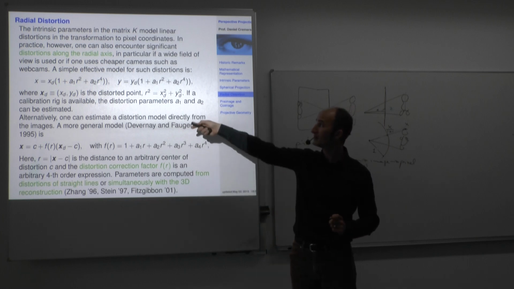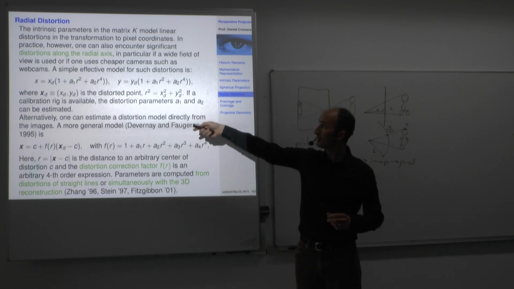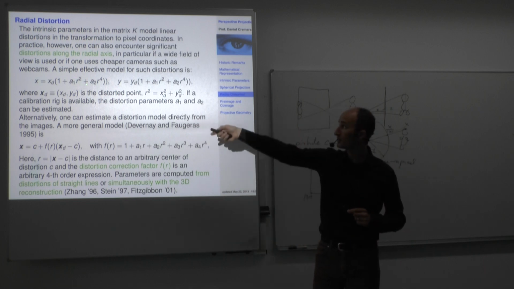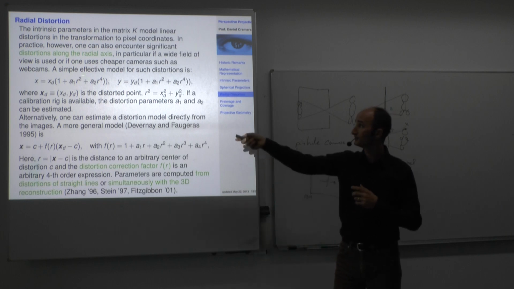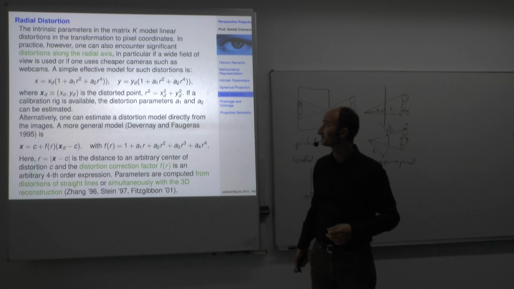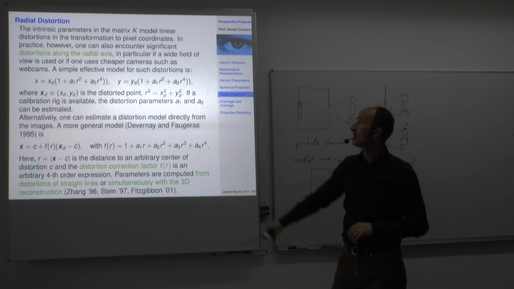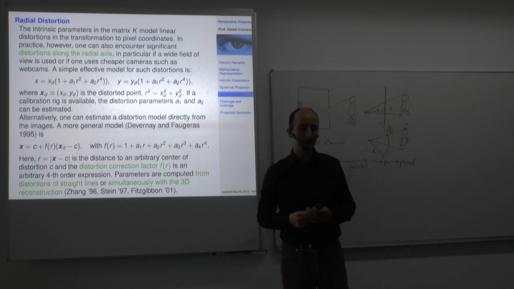But as soon as I have different parameters, it creates a certain distortion that increases the further away from the center I go. The larger R, so at R equals 0, I have no distortion, and the more I move away from my center, the more I get distortion. So this is a model that has two parameters, A1 and A2.